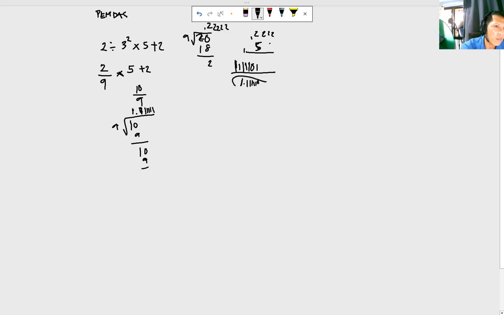Still the same. So 1.11111 plus 2 should give you 3.11111. So your answer from left to right should be 3.11111. May I check with the calculator? 2 divided by 3 squared times 5 plus 2. So 28 over 9.